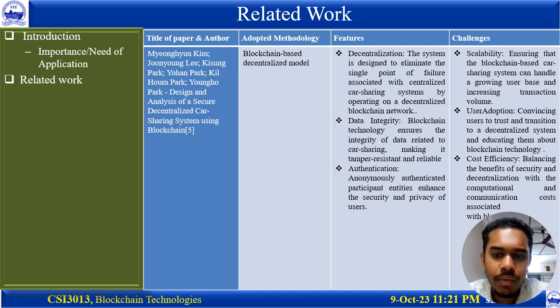And how do we convince the users to adopt it? The second challenge is user adoption. Users need to trust in the system. The author felt that it is hard for people to understand the transition to a decentralized system, and how do we educate them about this new blockchain technology? Then the third challenge is cost efficiency. How do we balance the benefits that this system offers against the high cost that it comes with, especially when you want to scale it and maintain the integrity and other salient features? So this was about the first paper. Moving on to the next one.